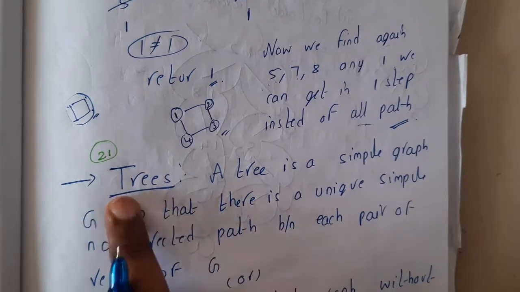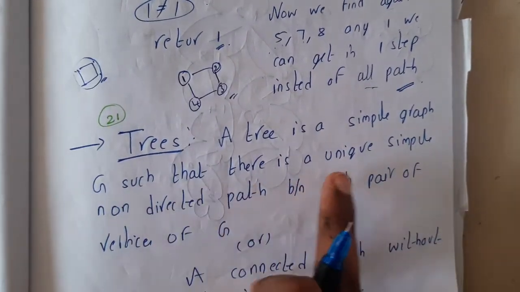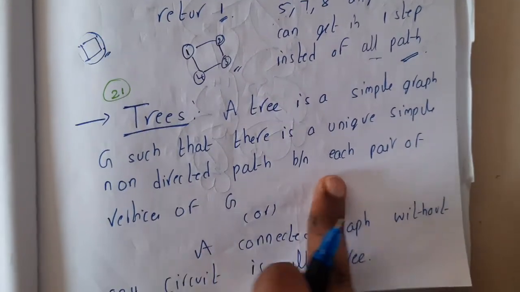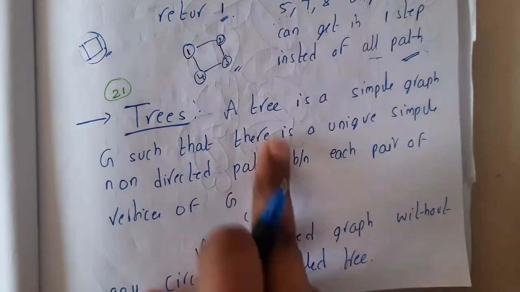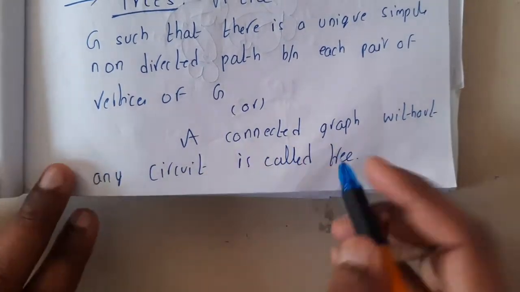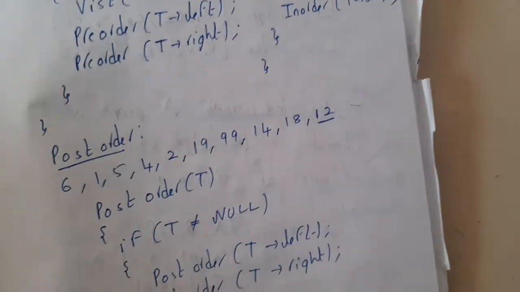So a tree is a simple graph G such that there is a unique simple non-directed path between every pair of vertices of graph G. Instead of this, you can just write it this way: a connected graph without any cycle is called a tree. This is a simple definition for trees. I hope everyone got a small idea.